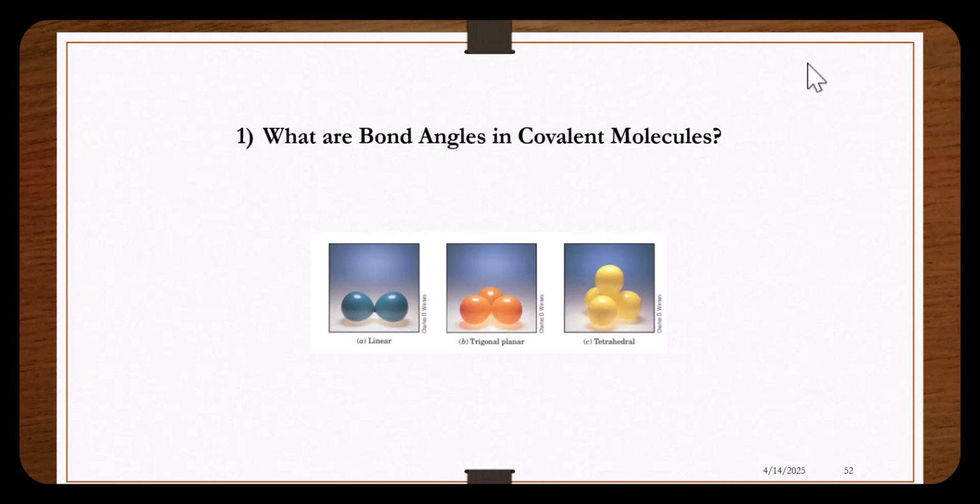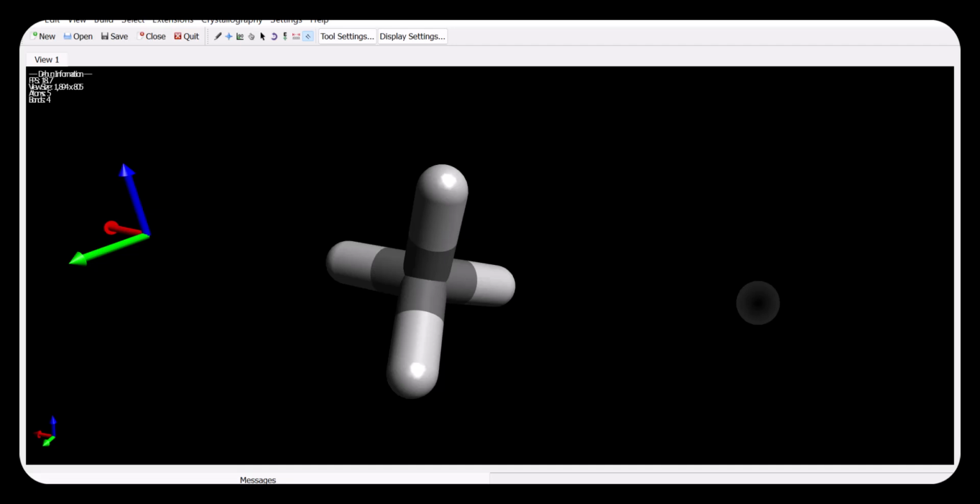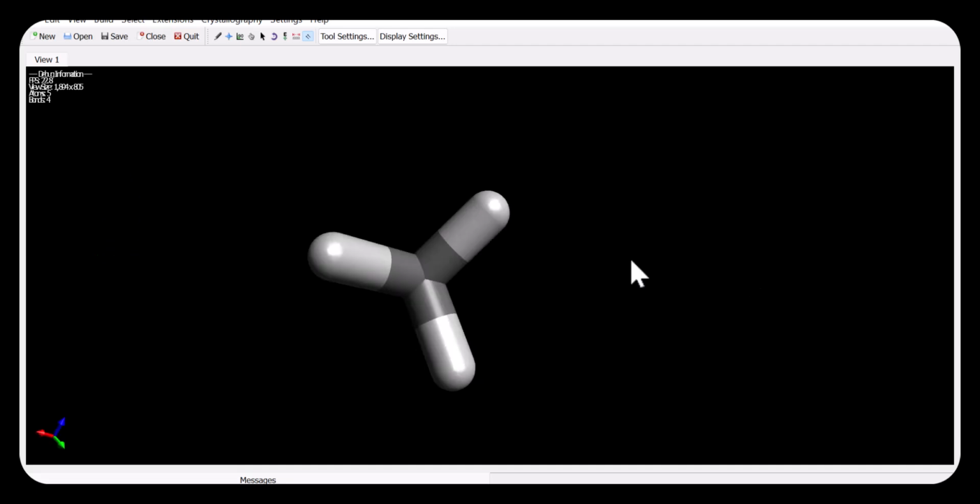Bond angles in a covalent molecule are exactly what they sound like they would be. They're the angles of the bonds that are in the molecule. There are three main types. There's a linear angle, there's a trigonal planar, and there's an angle that is tetrahedral. This is a hydrocarbon, it's methane, and it has a tetrahedral geometric shape.